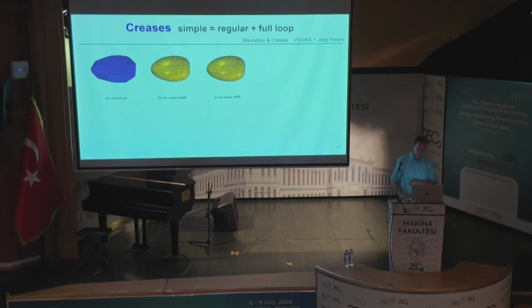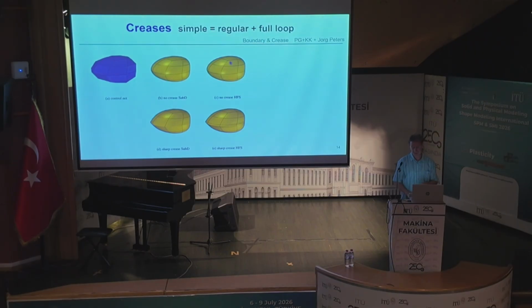So here are again the two things, the subdivision and the high-end method. This one here is, strictly speaking, C1. This one is everywhere curvature continuous. And this is when you're sharp. And how do you do that again?